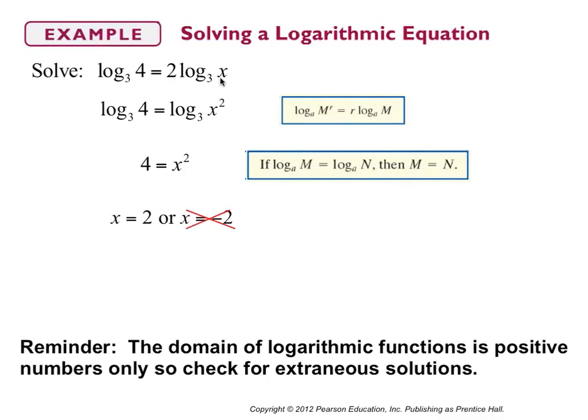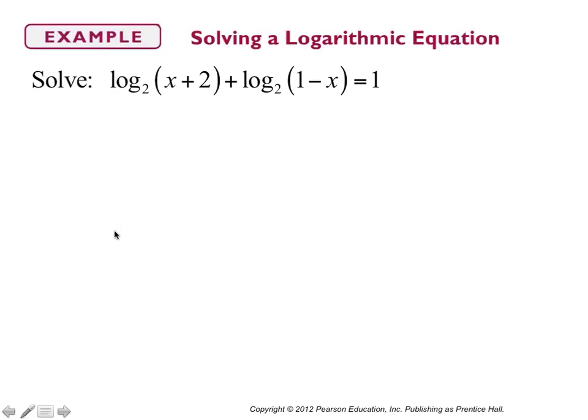So that one right there is going to be extraneous. So we're just left with x equals 2 as our solution. All right, let's take a look at this one here. So we have log base 2 of x plus 2 plus log base 2 of 1 minus x equals 1.